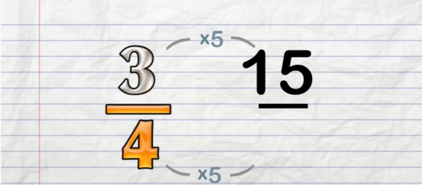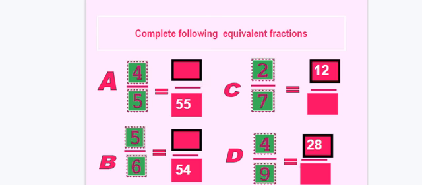Let's complete this one: 15 and 20. Okay, let's solve these examples together. Now, over here, this fraction is incomplete and we have to find the numerator. So we will check 5 multiplied by what number gave us 55? Yes, it's 11. So multiply 4 with 11 to complete this. 44.